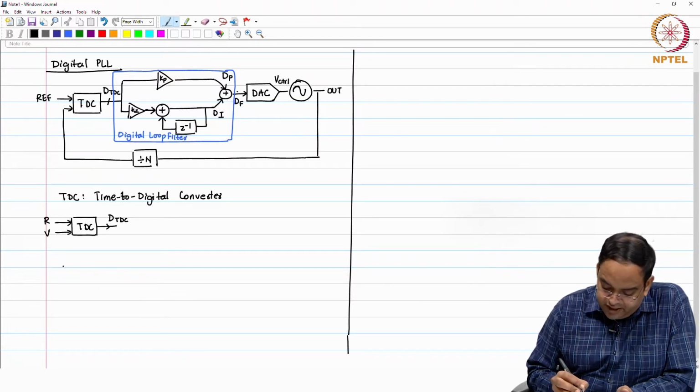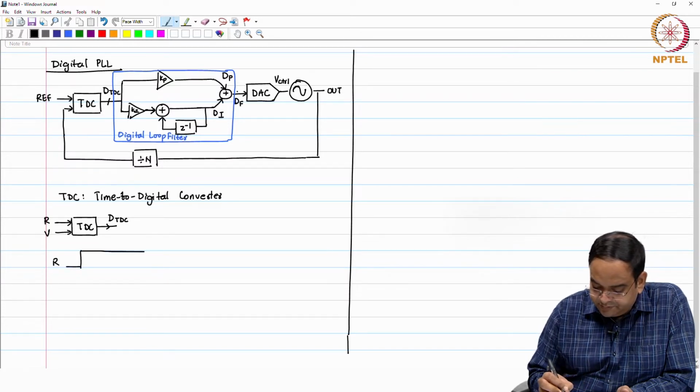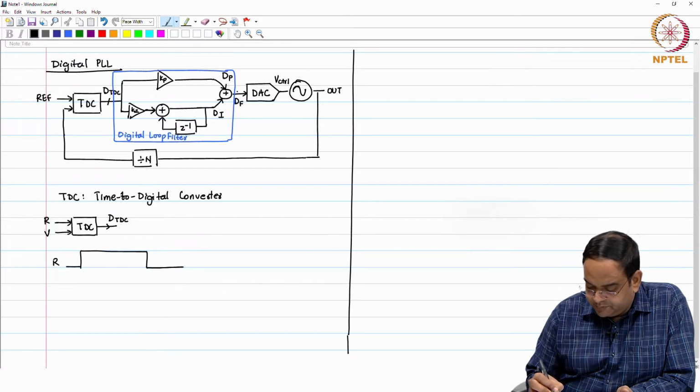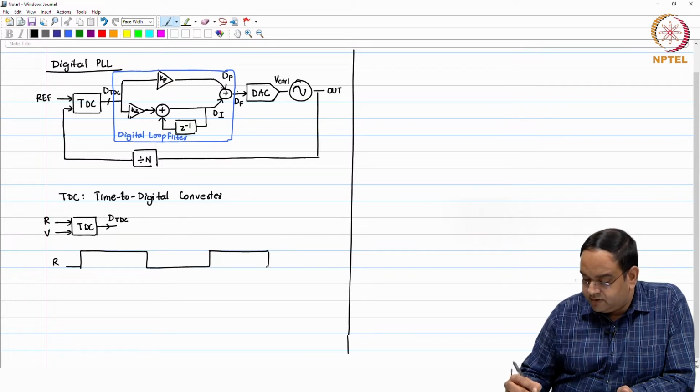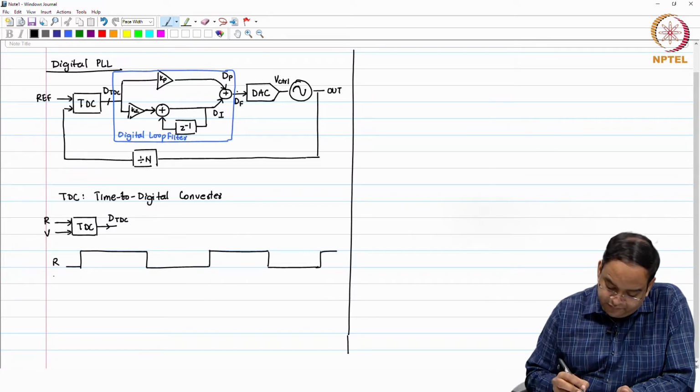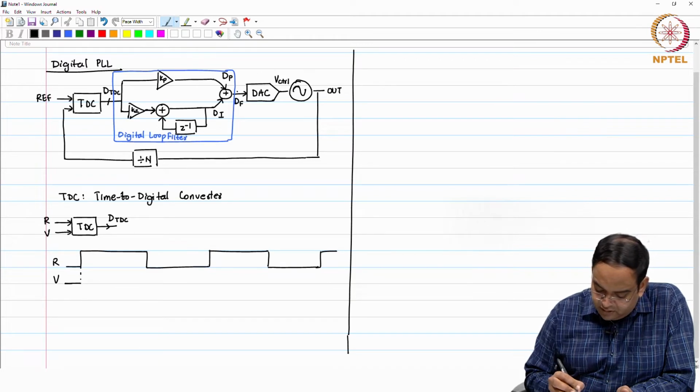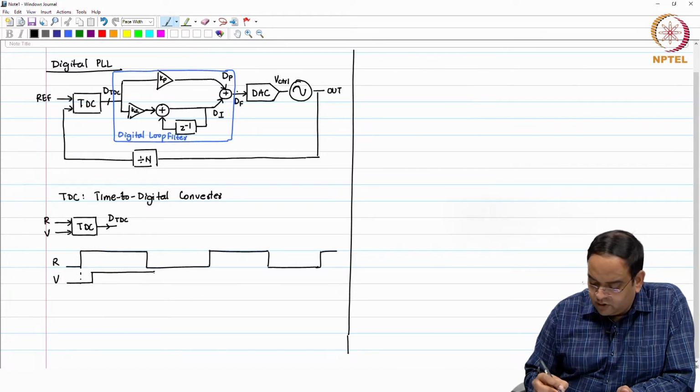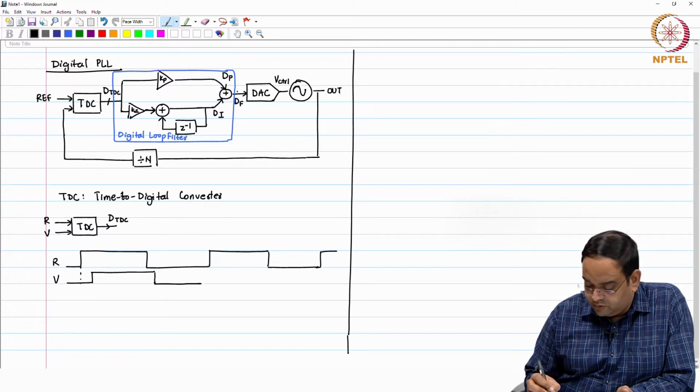So if we have these two signals R and V like this, R is the reference signal, which is like a reference coming from a crystal or some other source. You have a reference clock. V is the feedback clock. It can be the same frequency or different frequency also if it is there.